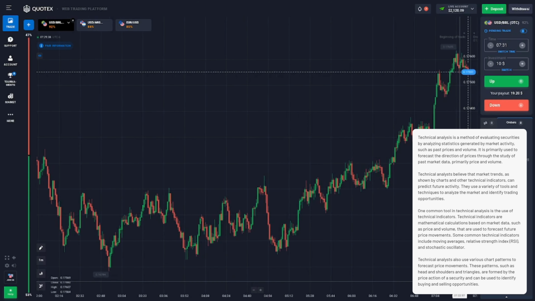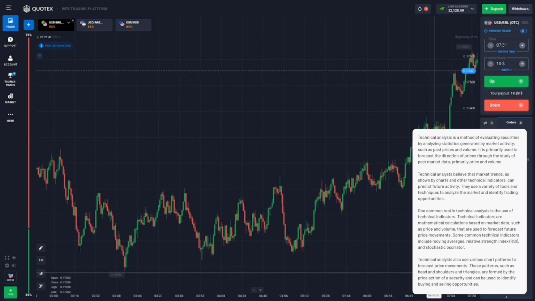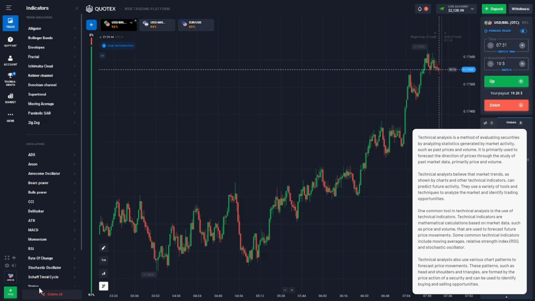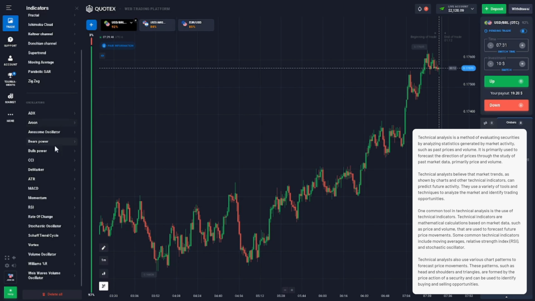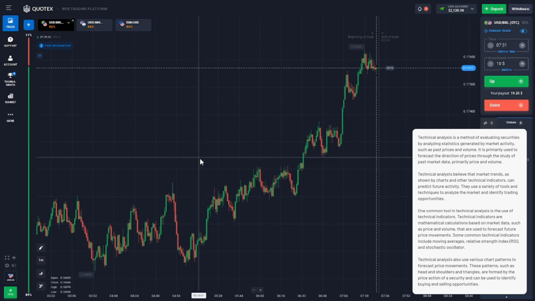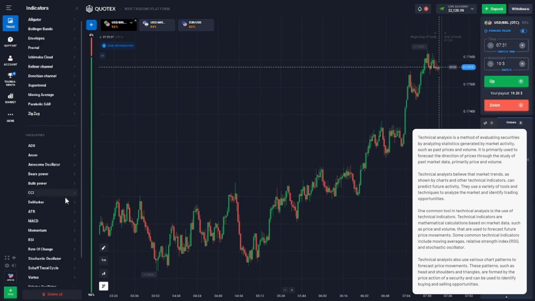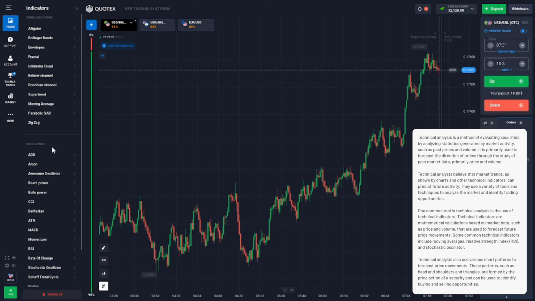One common tool in technical analysis is the use of technical indicators. Technical indicators are mathematical calculations based on market data, such as price and volume, that are used to forecast future price movements. Some common technical indicators include moving averages, relative strength index (RSI), and stochastic oscillator.